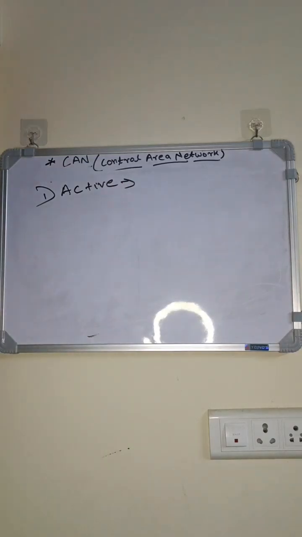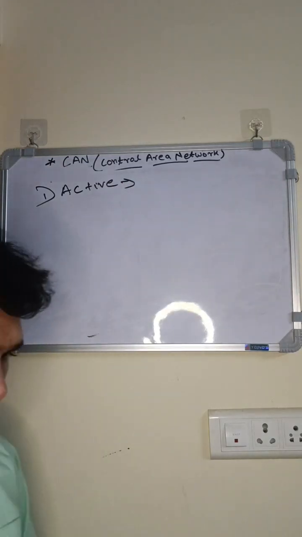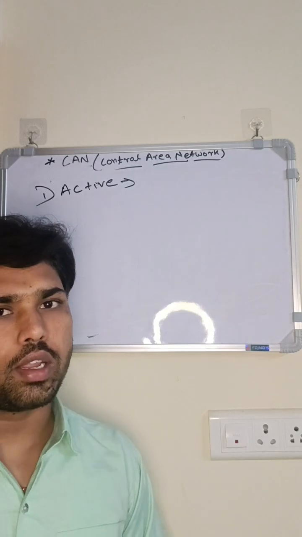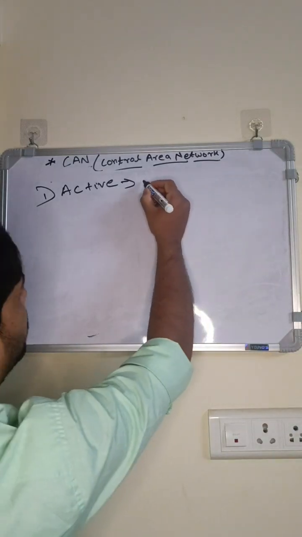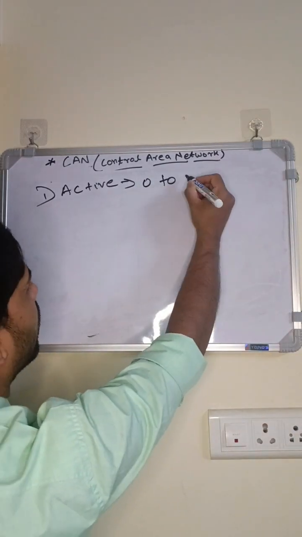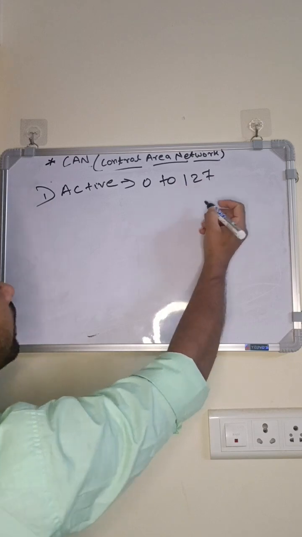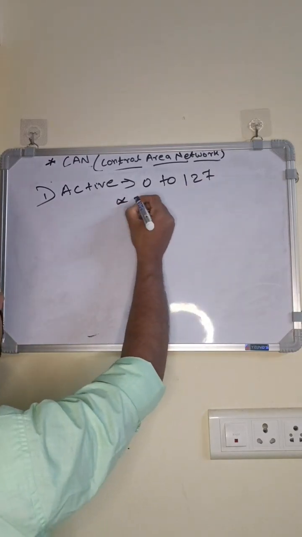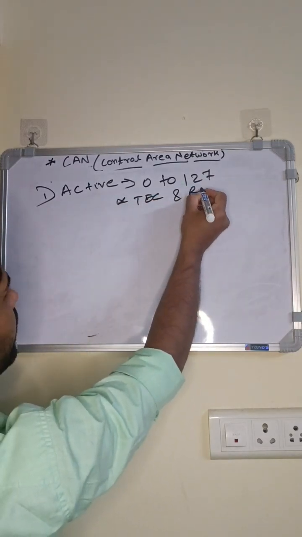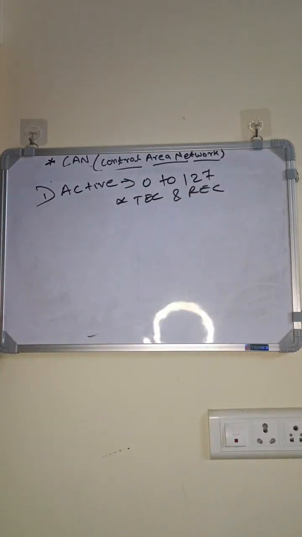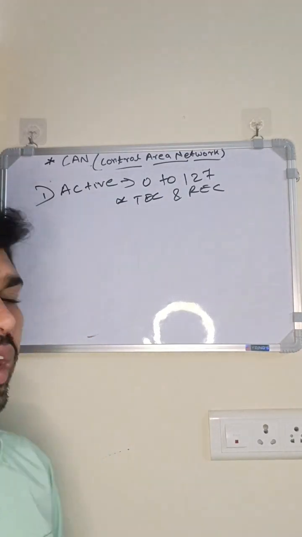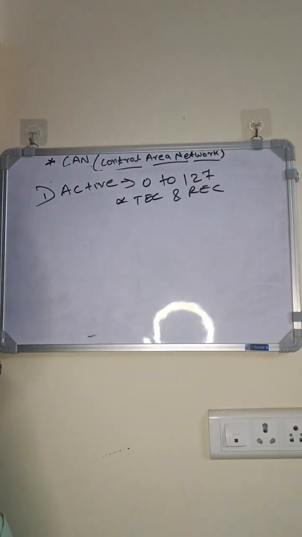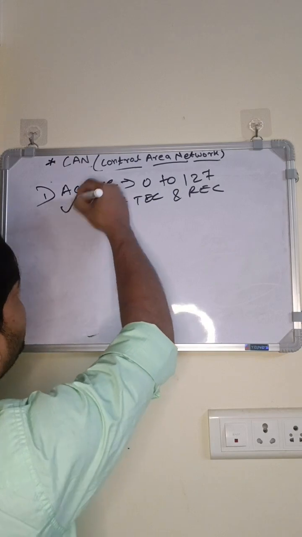Okay, so active means when our transmit error counter and receive error counter. Transmit error counter from the TX side and receive error counter from the RX side are from 0 to 127. Okay, TEC is known as transmit error counter, REC is known as receive error counter. So it starts from 0 to 127. That is known as the active error.